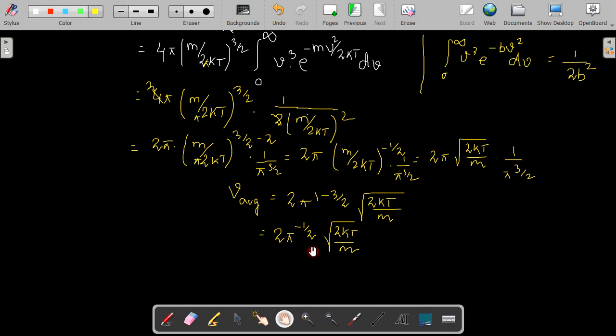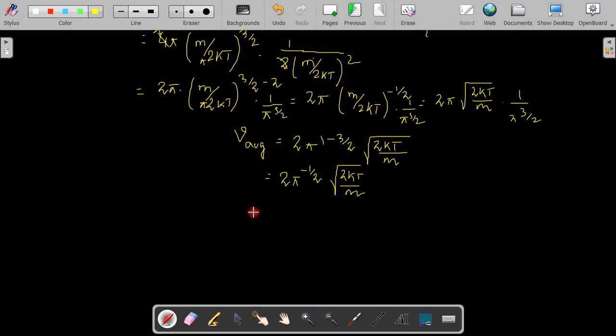So now we actually have the final result. The final result would be V average. You can write it in this form also, but then we can take everything inside the root. 2 goes inside the root and will become 4. 4 into 2 is 8, so I can write it as 8 kt divided by m into pi. So that's my result. So this is the average speed.